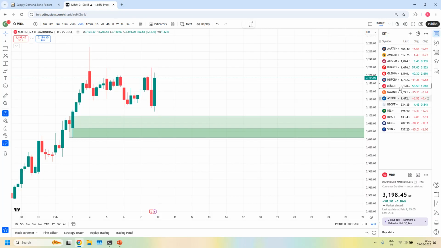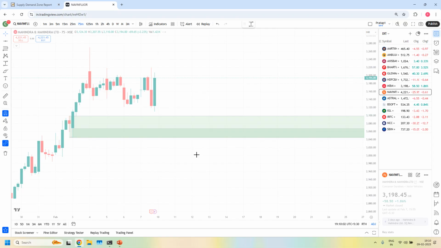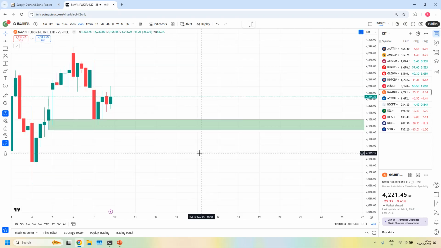What is the next one? Navin Fluorine. Go to Navin Fluorine. Here you see you have a rally candle, 2 base candles and a rally candle. Or maybe this also could be base. You have a rally, 1, 2, 3 base candles and a rally candle. You draw the zone.